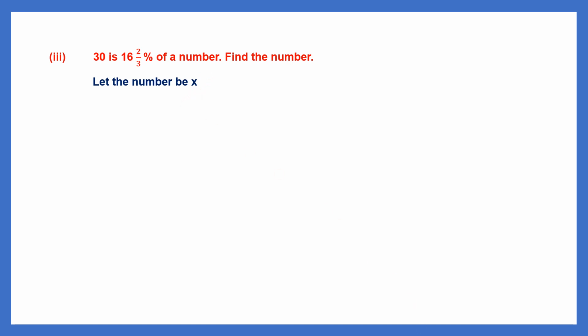So now what does it say? 30 is 16 2 by 3% of a number. So 16 2 by 3% of a number means of x is 30. So now we're going to first convert this. 16 threes are 48 plus 2 is 50. So 50 by 3% of means into x is equal to 30.